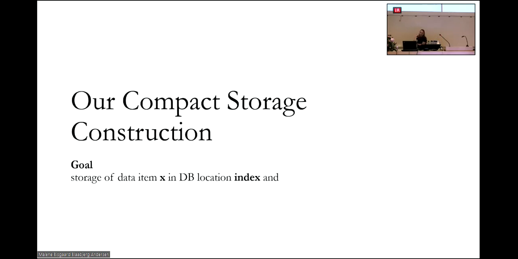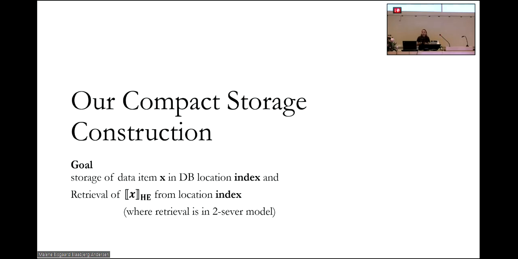So let me tell you what we're going to construct, just to make sure. I want this protocol to be in a realistic system. So I want to store a data item X in a database location that has some index. I'm storing it in a table with some name and in some row with some location. So this is the index where I'm storing the data. Also, when I'm fetching the data, I want to fetch it from a location in the database, so it has some index. As I said, in retrieval, I'm going to retrieve an encryption of X under homomorphic encryption in the two-server model.